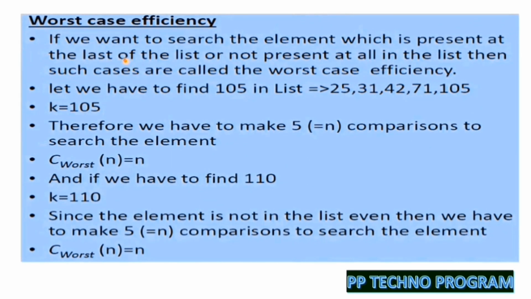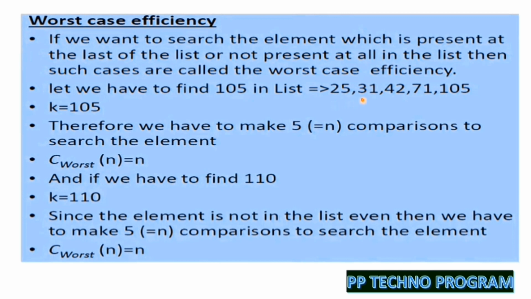Here we see the best case efficiency and how we can find it. If we want to search for an element which is present at the end of the list or not present in the list, then such a case is called the worst case. Suppose we want to search for 105 in the linear list. The given input is 25, 31, 42, 71, 105 and you have to find 105. We search for this element in the linear list. So we compare with 25, not found.